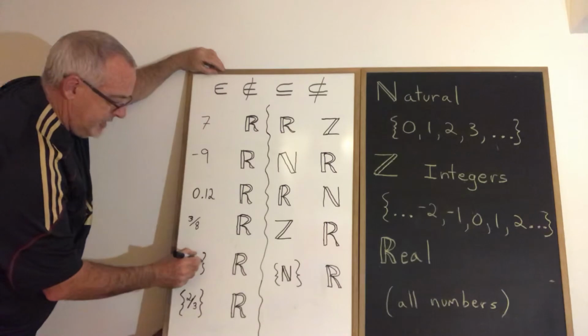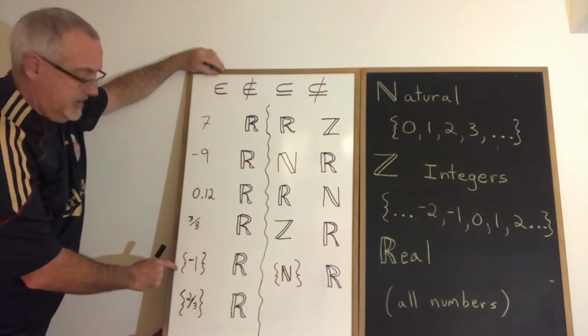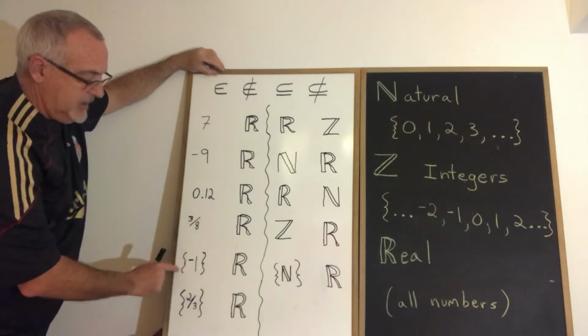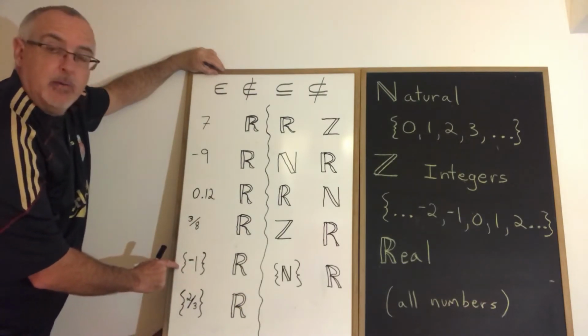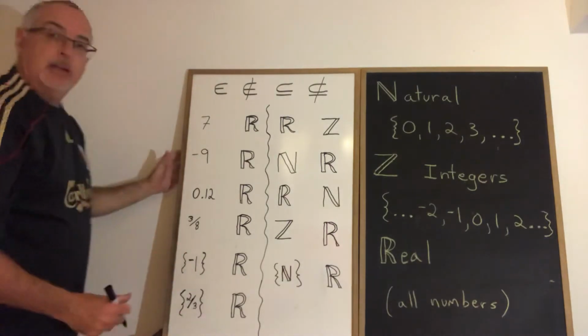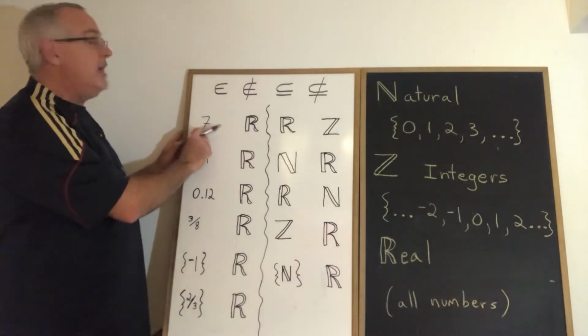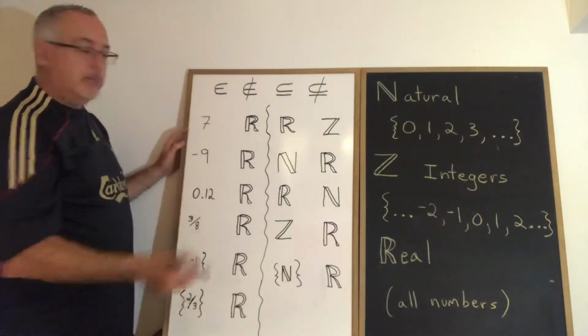Remember, a set has to be presented as a set. In this case, we can see that we have here the set with only one element, which is -1. The curly braces tell us that it is a set that we have. But this is not a set, so therefore it's an element. Is it an element of real numbers? Yes.